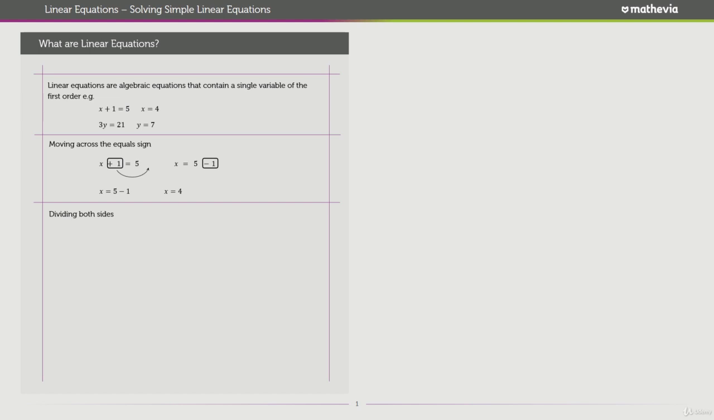Now, what about instances where you have a number multiplying your variable? For example, when you have 3y equals 21.